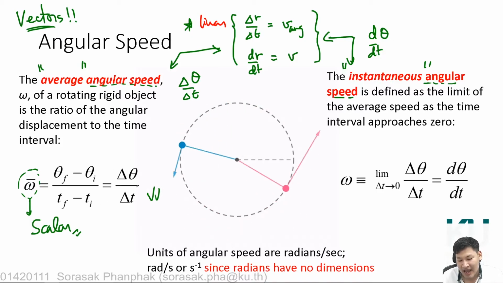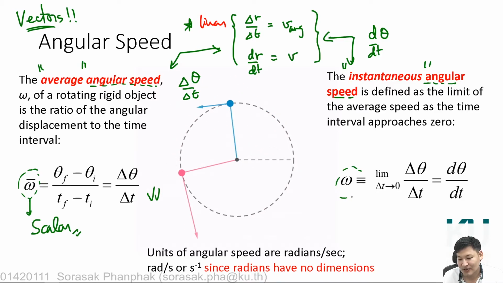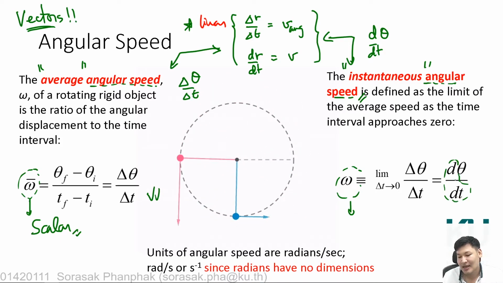We can have the vector size afterward if you want. So this is the average of the angular speed, and this is also the scalar, which is the speed that we look after here. But when you differentiate it, you get the instantaneous angular speed. This is also the scalar.